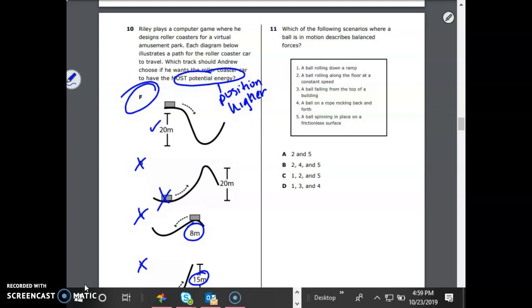And 11, which of the following scenarios where a ball is in motion describes balanced forces? Balanced means that they are equal and no change in motion. A ball rolling down a ramp, a ball rolling across the floor at a constant speed. Okay, constant speed, there's no change right there, so we know that 2 is definitely one of our answers.